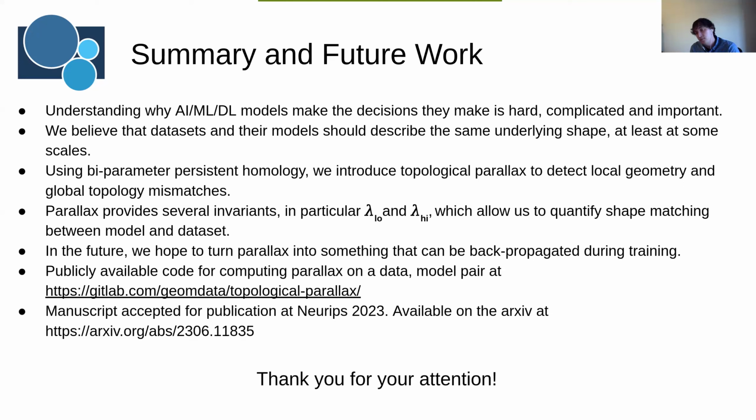We do have code available if anybody's interested in messing around with it. It's available at that website. You can plug in your favorite data and model pair and mess around with it. And there's a paper describing this that was just accepted at NeurIPS, and it's available on the arXiv. So with that, I'll stop and thank you very much for your attention.